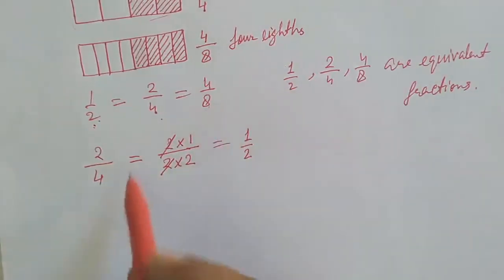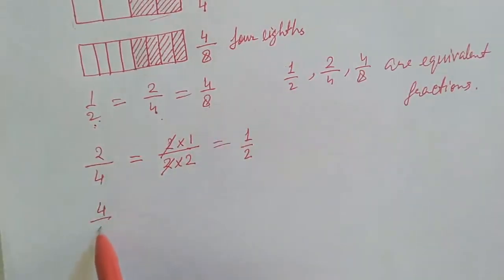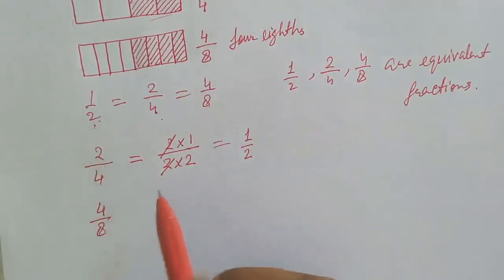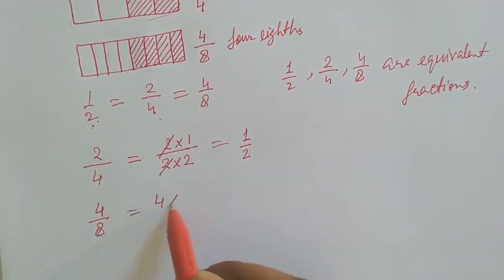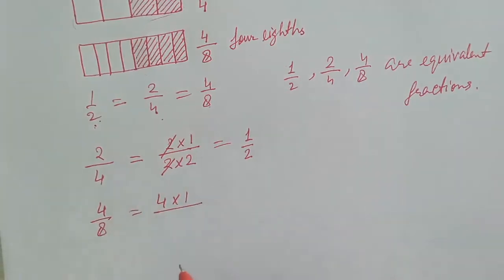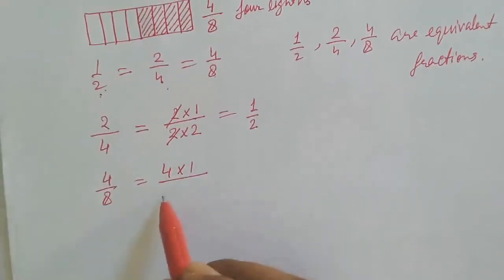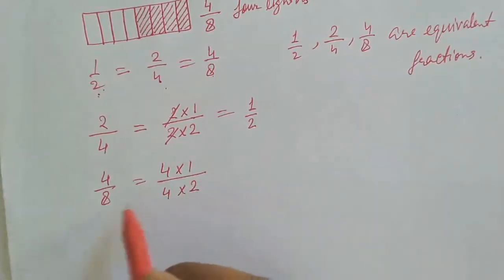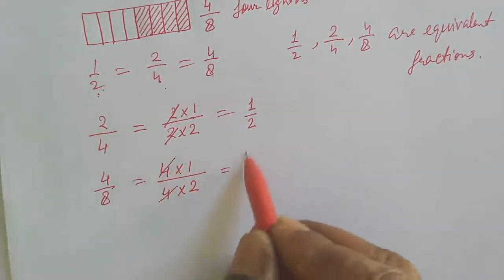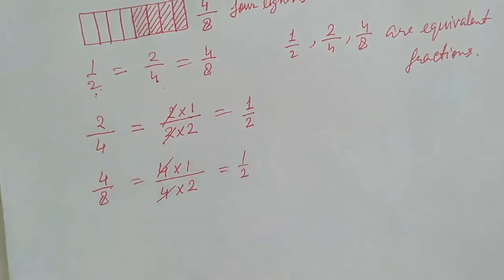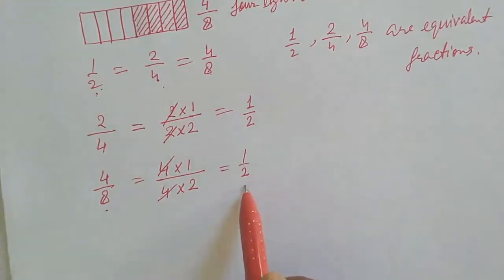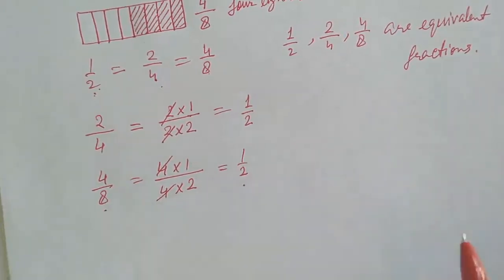Now see this 4 by 8. We can also convert this 4 by 8 into either this 2 by 4 or 1 by 2. We can write 4 equal to 4 into 1. We can write 8 equal to 4 into 2. 4 2s is 8. So this is 1 by 2 again. So this 4 by 8 is equal to 1 by 2. So they are equivalent fractions, right?